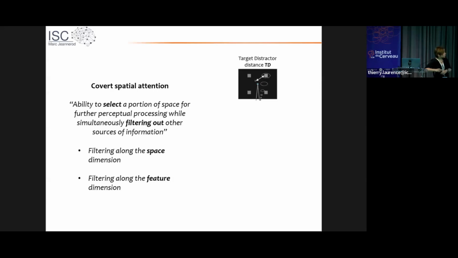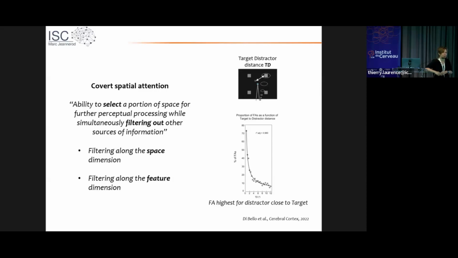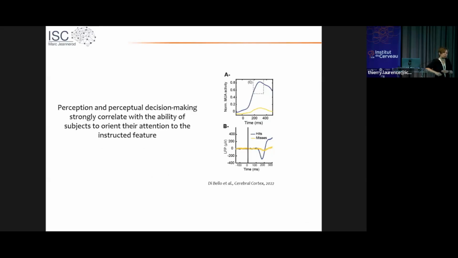In the lab, the way we operationalize this is usually with this type of task where we ask subjects to fixate. We cue them to one location where something very difficult to perceive is presented, and then we present distractors. Usually what we observe is the following type of relationship: the closer the distractor is presented to the expected target location, the higher the proportion of false alarms produced by the subject, so error trials. This is taken as a signature of interference of the distractors in the perceptual decision-making process.